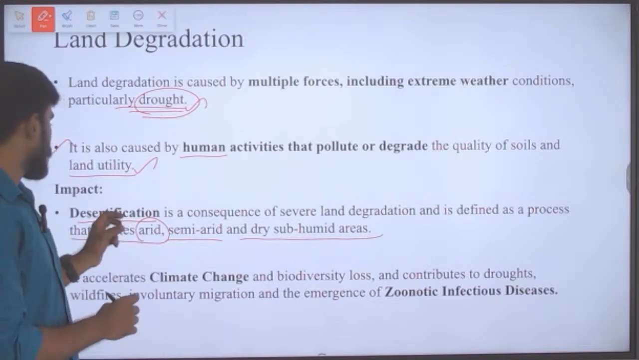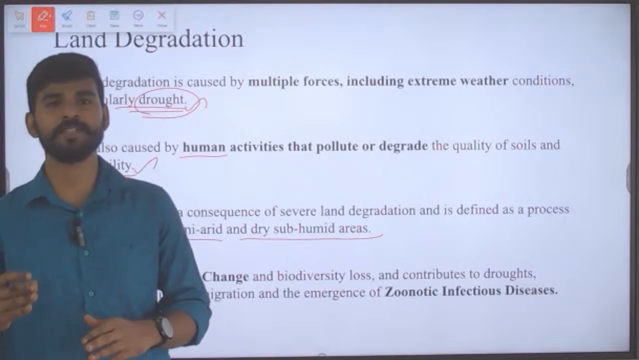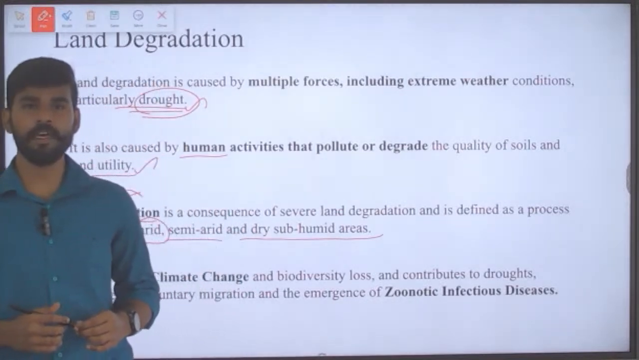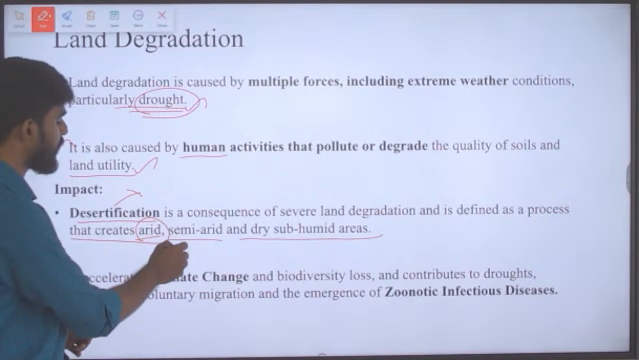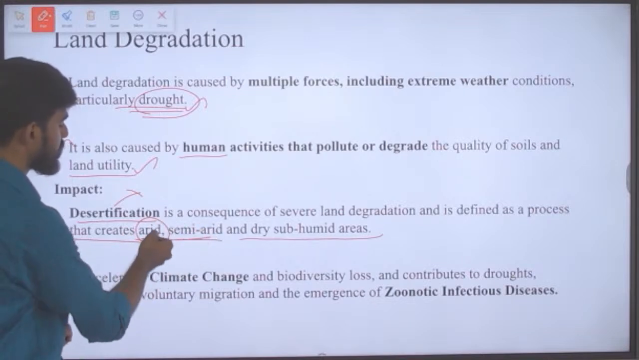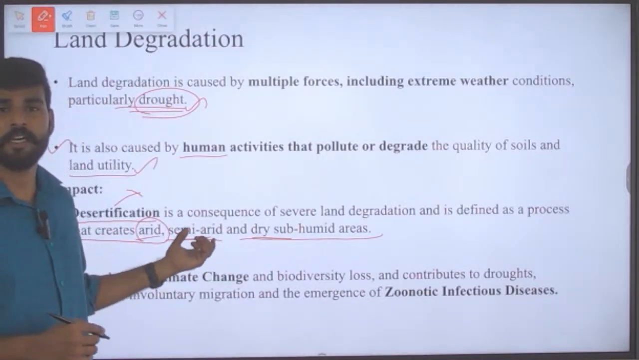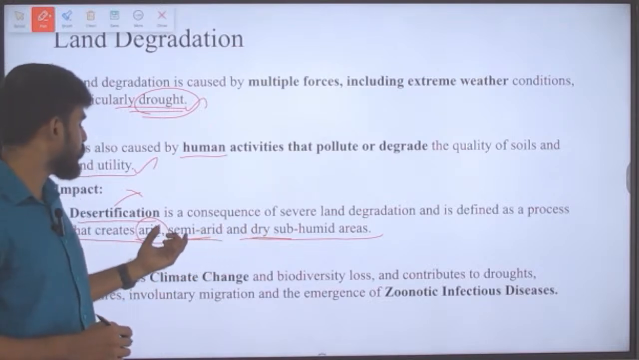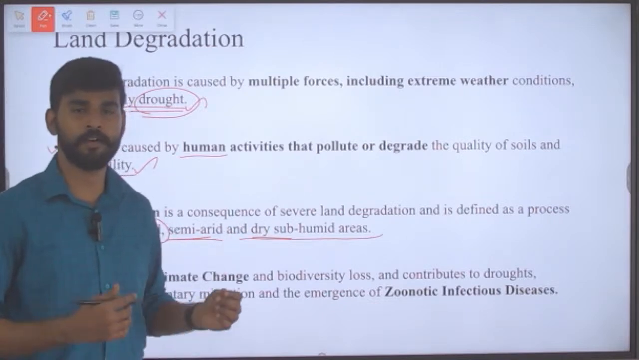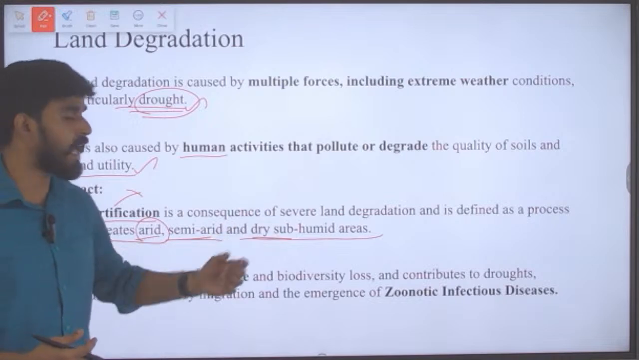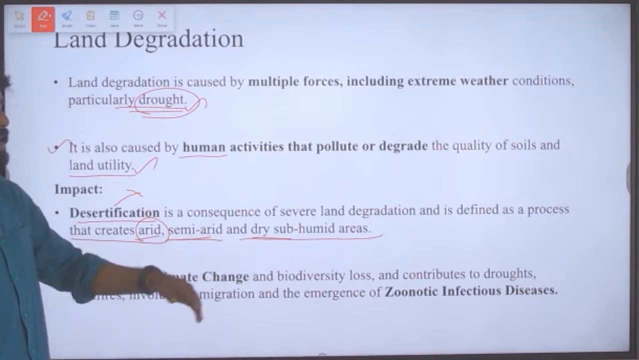With this word desertification, you must not conclude that it will be like a dry desert as we have in the Thar desert. It is not like the Sahara desert or Thar desert, but those are the areas which are dry, arid, semi-arid and dry subhumid areas. These areas are called desert areas in this context. The normal areas have become arid, semi-arid and dry subhumid because of land degradation. It also accelerates climate change and biodiversity loss.